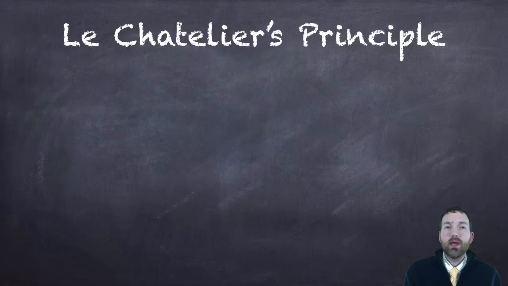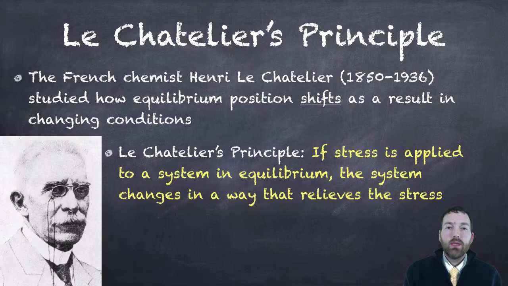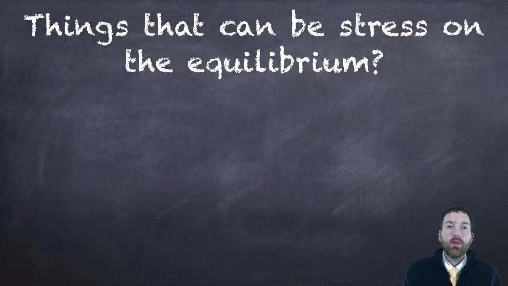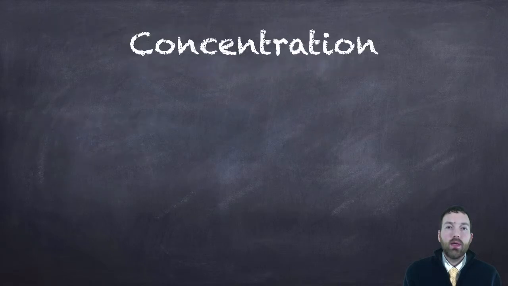So this was discovered, or studied, by a man named Henri Le Chatelier, and he called it Le Chatelier's principle. He was a French chemist, and he studied how equilibrium position shifts as a result of changing conditions. His principle says if stress is applied to a system in equilibrium, the system changes in a way that relieves the stress. There are a couple of different things that can be stresses on an equilibrium position of a reaction: concentration, temperature, pressure, and that's it.